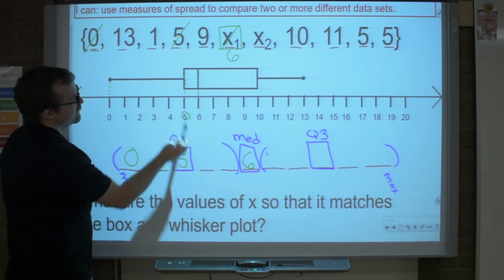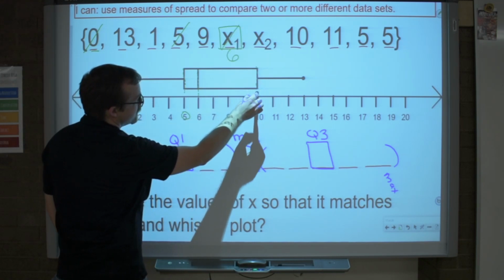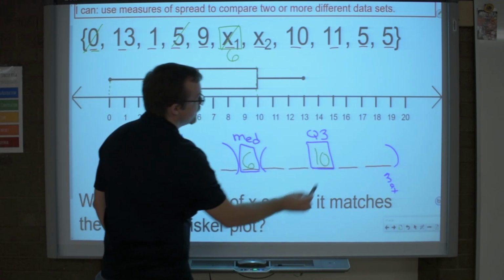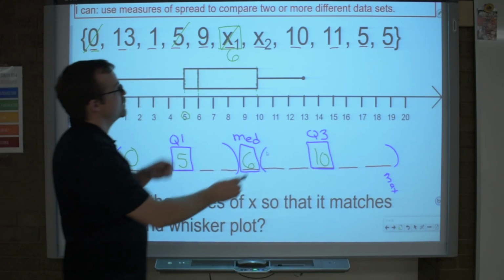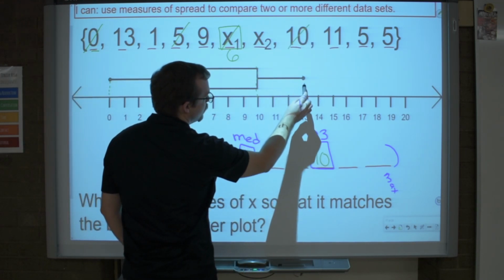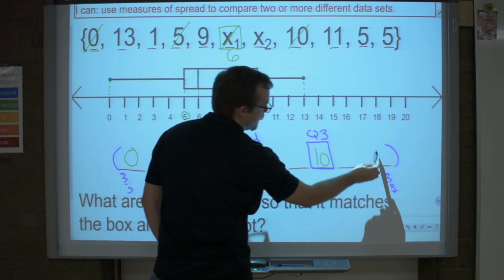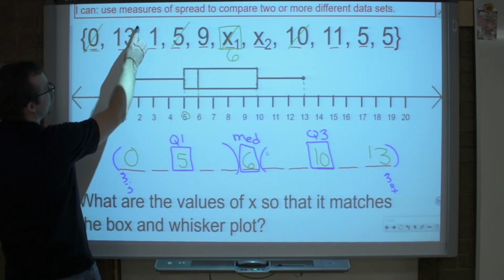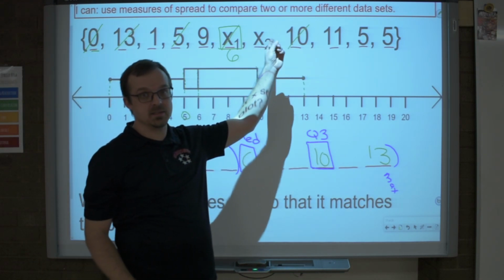That's great. Now let's move on to the next one, Q3. Q3 is 10, and so that does have a space for it. So 10, do I have a 10 up in my data? I sure do, so I'm going to cross that off now. And then lastly, my maximum. My maximum is 13. I'm going to put that in its spot. Max 13. Do I have a 13? I do, so I haven't found my other variable yet.